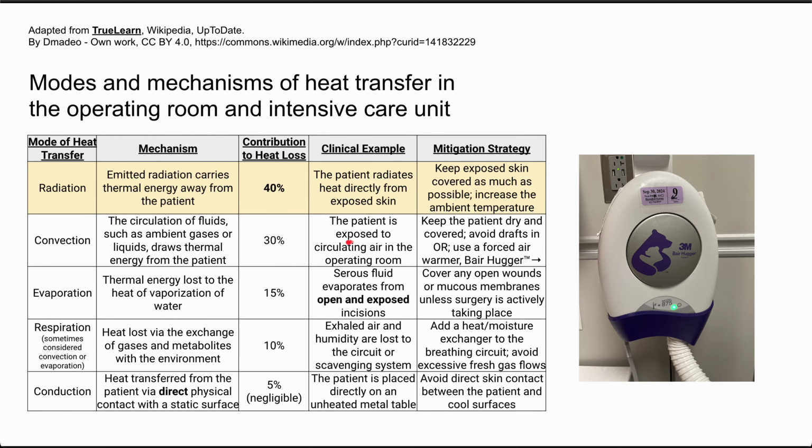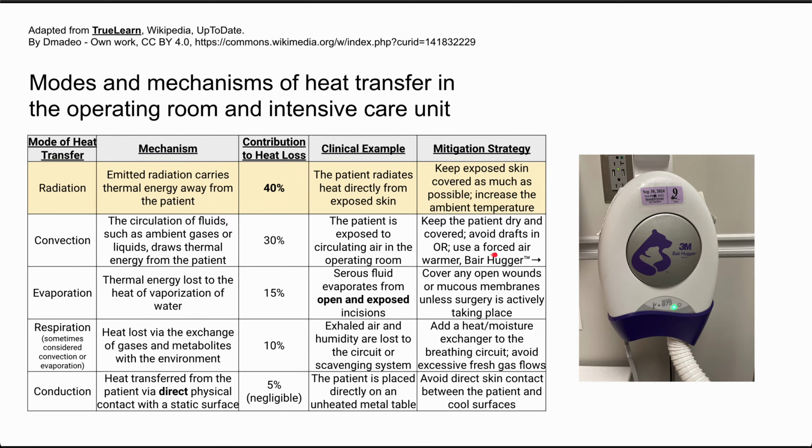One example of this is a patient exposed to circulating air in the operating room. Operating rooms tend to be cold, and if that circulating air is cold, then that will remove heat by convection. One mitigation strategy is to keep the patient dry and covered. So again, blankets are important here. If you can avoid the draft in the operating room, that also helps.